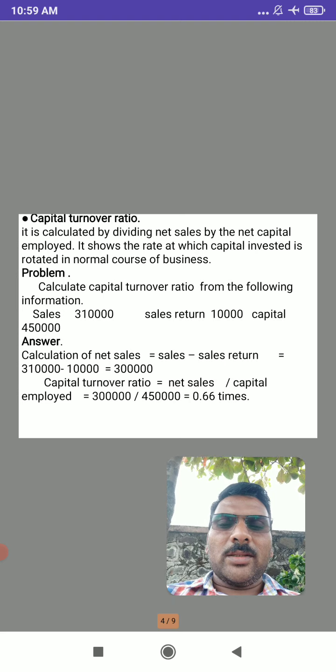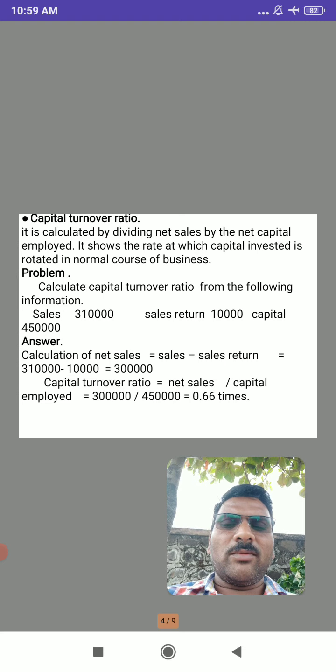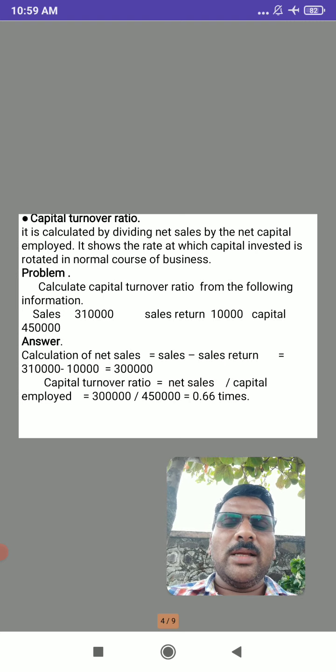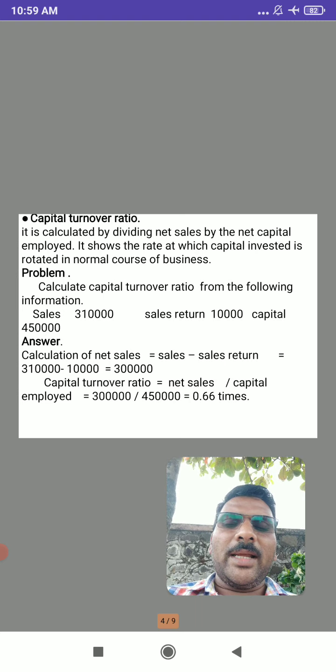So here total sales is given as 3,10,000. From that, sales return of 10,000 we have to deduct. After deducting sales return we will get 3 lakh as net sales. After that we are going to calculate the capital turnover ratio. Here net sales is divided by capital employed.